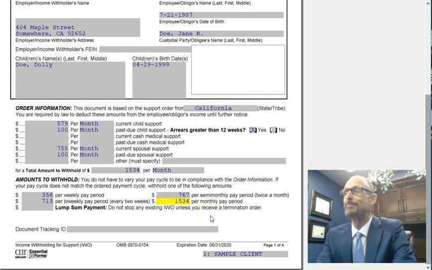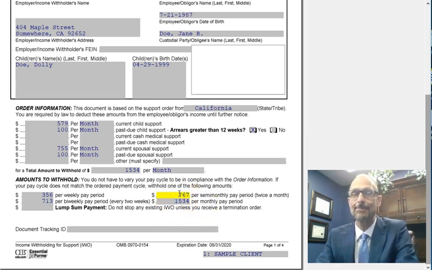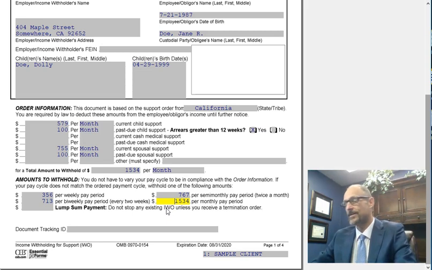If you want to figure out semi-monthly, that's real easy. Take the $1,534 and divide it by 2. That number would go in the semi-monthly pay period. To figure out the other two, you need to do a little math. So take the $1,534, and to figure out what you need per bi-weekly pay period, take the $1,534 per month, multiply that times 12 so you get a yearly amount.